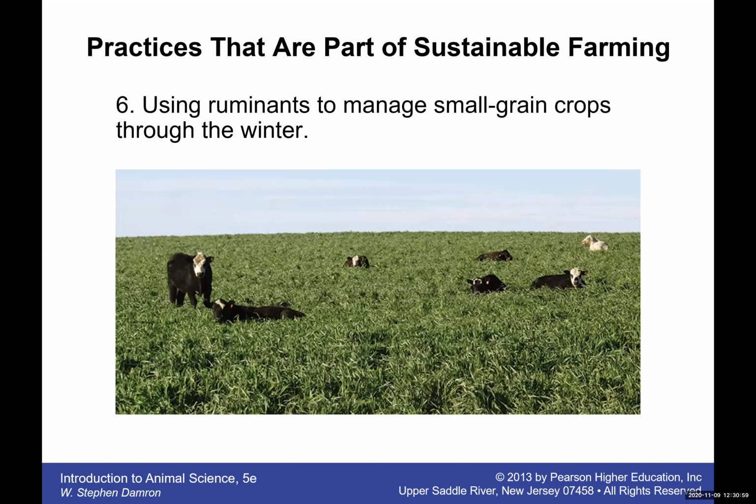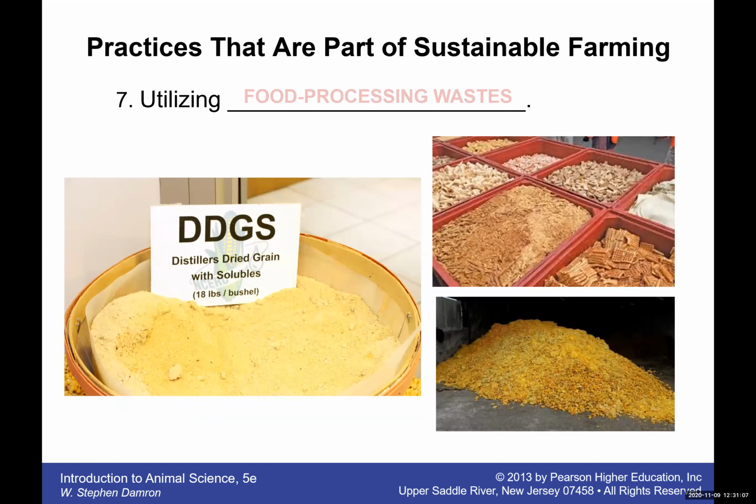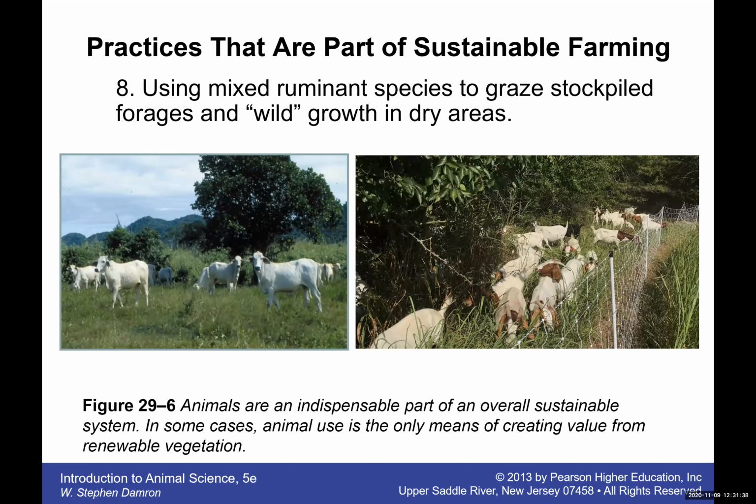We can use ruminants to manage small grain crops through the winter. It's basically straightforward. You can also utilize food processing waste. We've talked about this before in Kentucky with the dried distillers grains being very common in the feed stuff. This is orange pulp or citrus pulp on the right. This is commonly put into dairy cattle, especially in states like Florida and California, where there's a lot of dairy or citrus pulp. And then this is just waste from the food industry. Obviously pretzels, crackers, wafers.